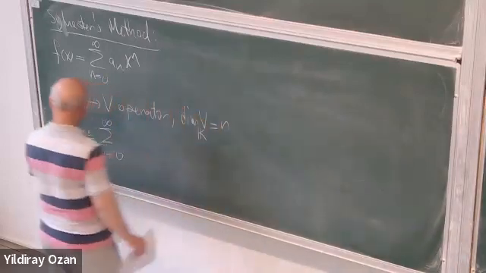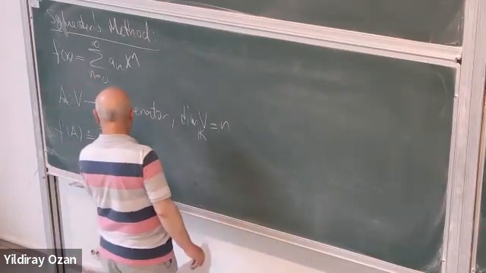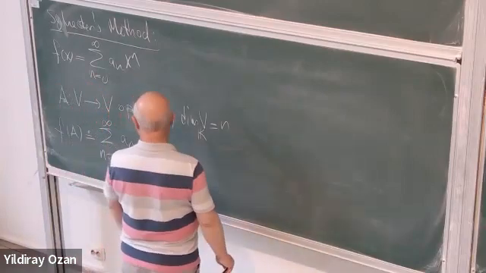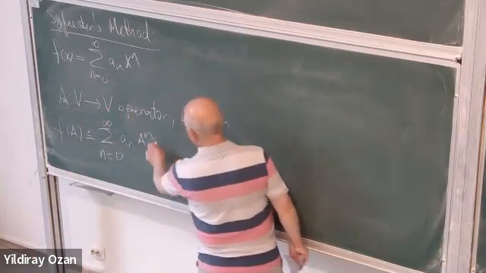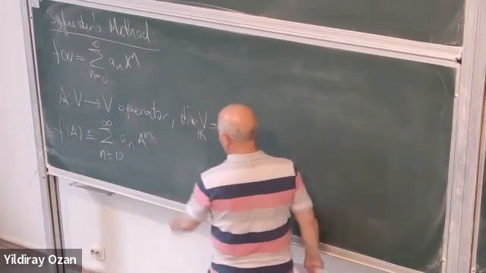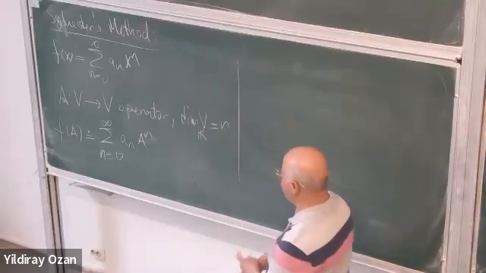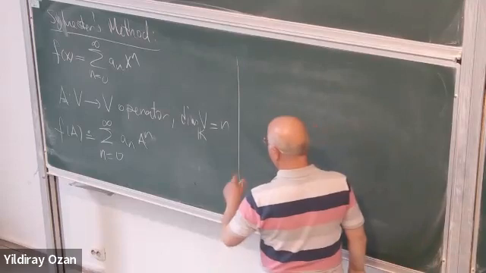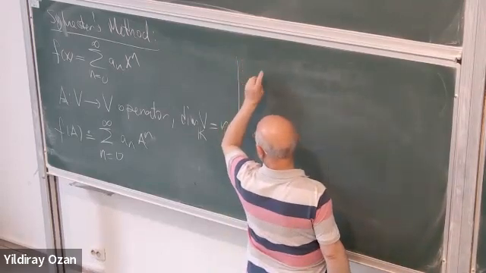Suppose f of a is defined this way, a to the power, and we'd like to compute this infinite sum, and Sylvester's method is the following. What we have done last time was the following.